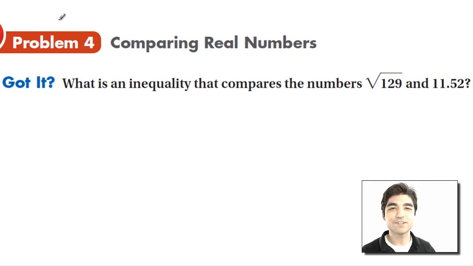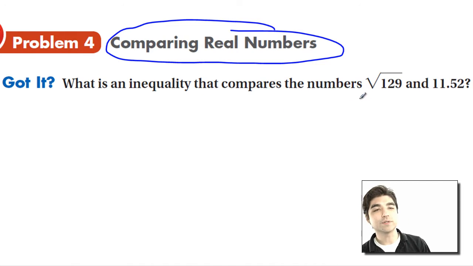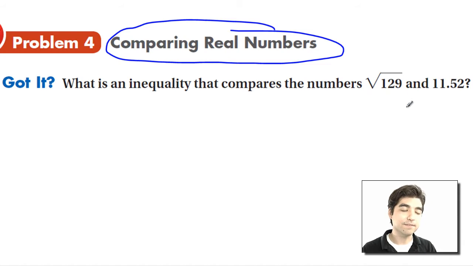Hey, welcome back. We are on problem 4 of section 1-3, and in this one we're going to compare some real numbers. Read this with me, it says, what is an inequality that compares the numbers square root of 129 and 11.52? Okay, so there's a lot of things going on in this question.